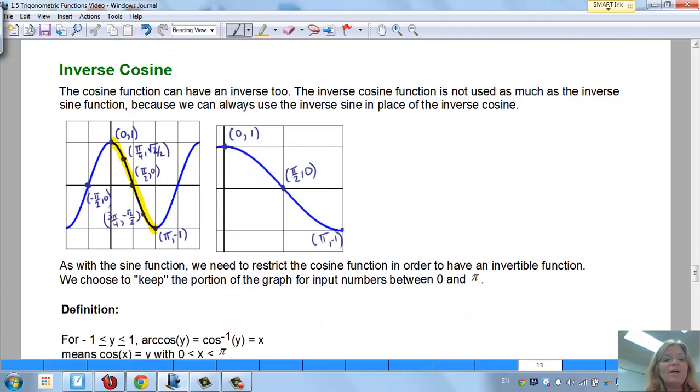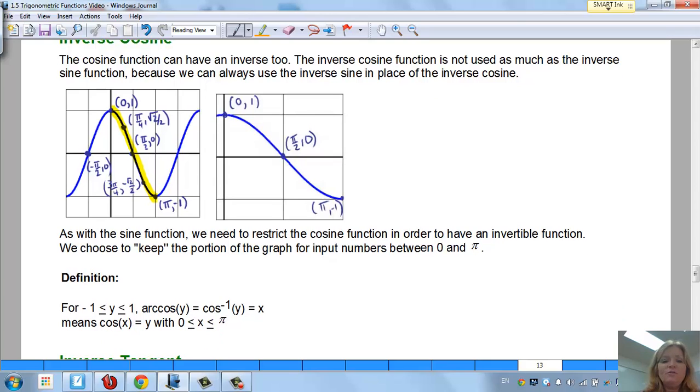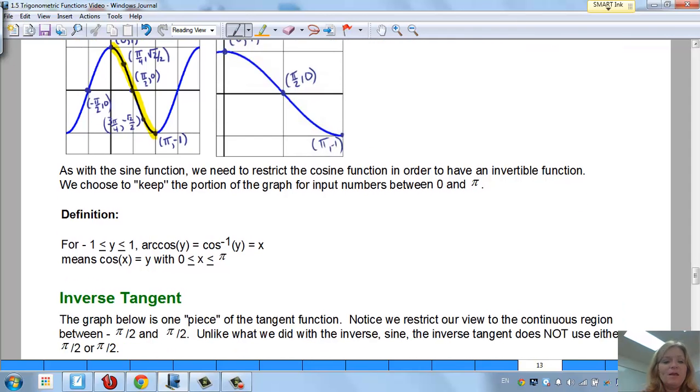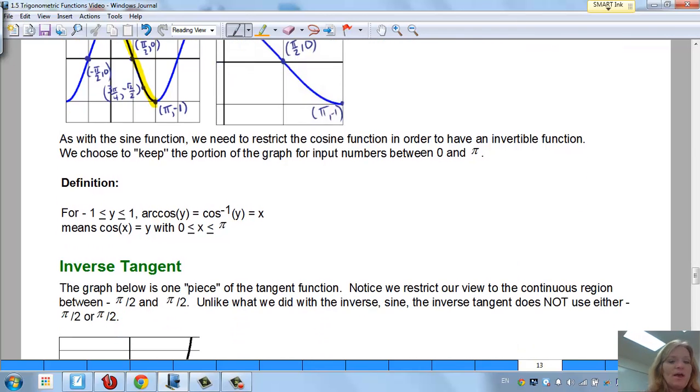Inverse cosine. Here's a picture of cosine. I've highlighted here the part of the graph that makes it invertible. It's not used as much as inverse sine because we can always use the inverse sine in place of inverse cosine, so I just wanted you to have this for your notes. As with the sine function, we need to restrict the cosine function in order to have an invertible function. We choose to keep the portion of the graph for input numbers between 0 and pi. So here again is our definition, and this one's between 0 and pi. The other one was negative pi over 2 to pi over 2. I want you to notice the difference there, that this region is a little bit different than it was.